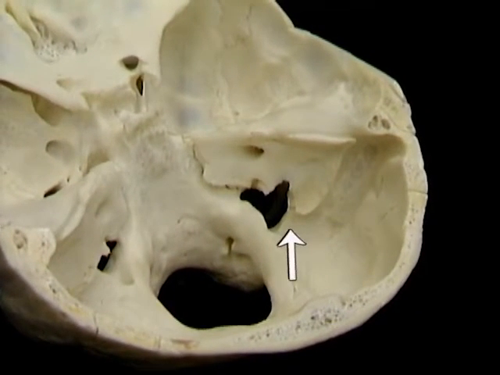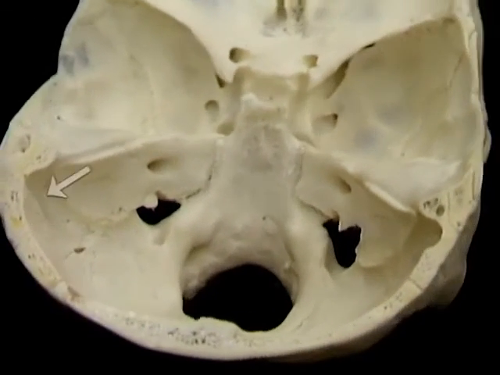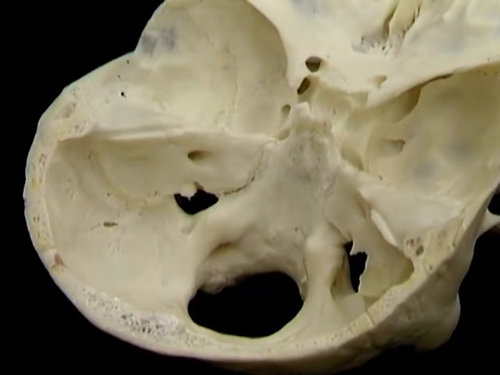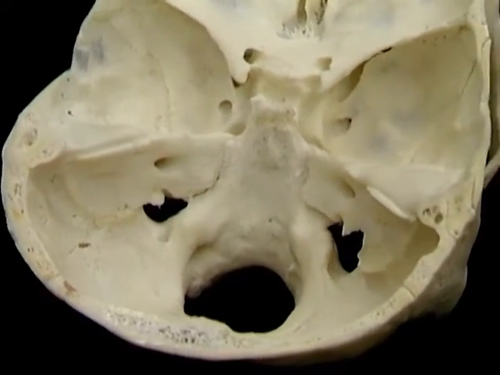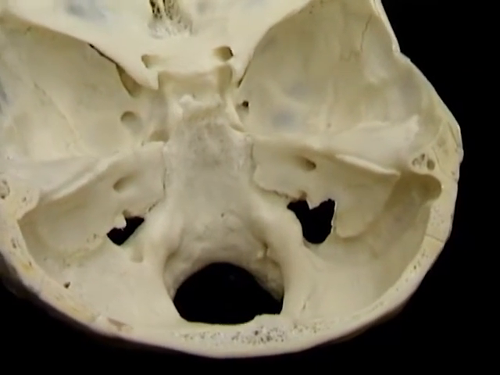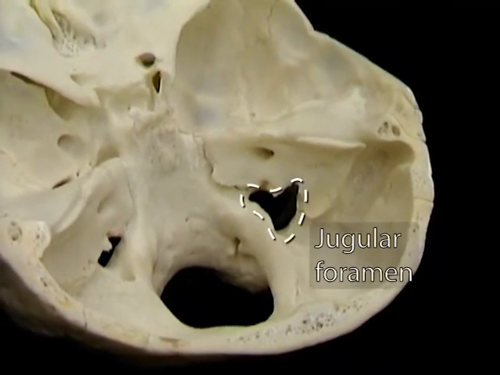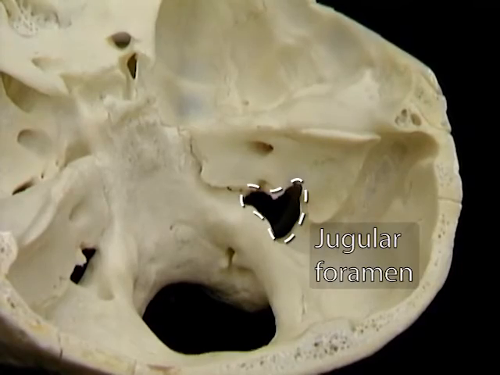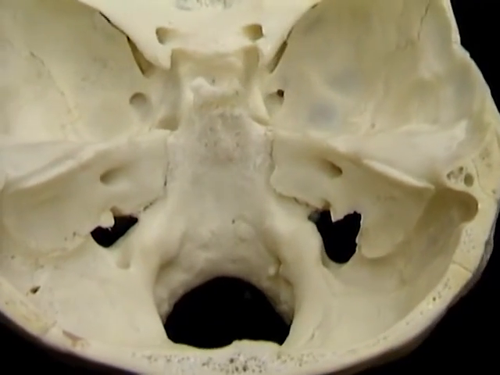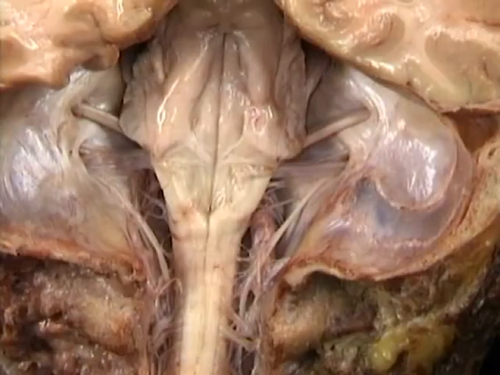Here's the groove for the right sigmoid sinus. Here's the groove for the left one. They're usually unequal in size. The sigmoid sinus leaves the cranial cavity by passing through this irregular opening, the jugular foramen, along with three cranial nerves that we saw in the previous section.